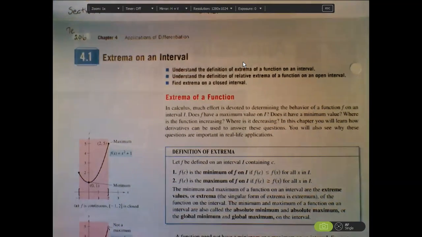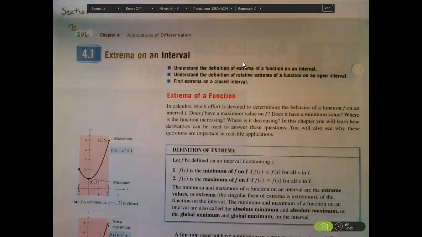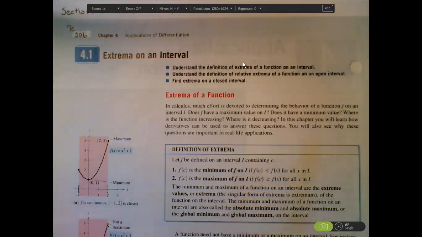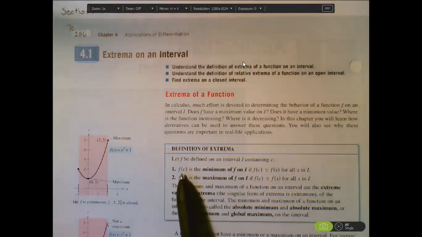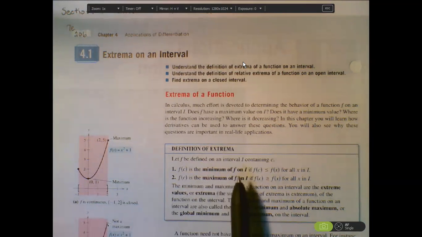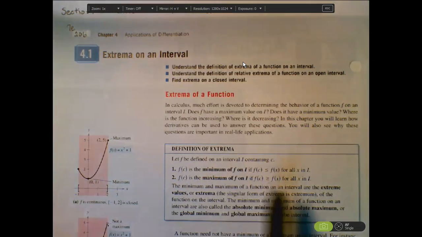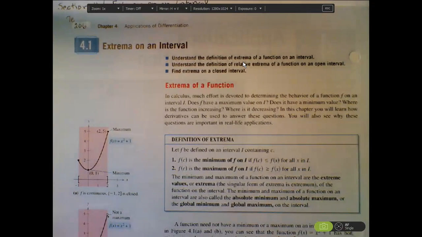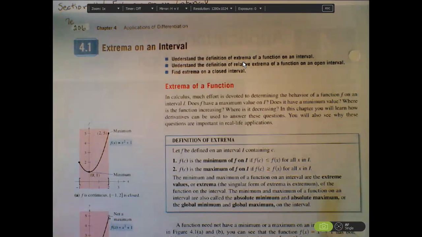There was some new terminology in 4.1. The definition of an extrema is just f of c is a y value. That y value is the minimum of a function on the interval if it's lower than all the other y values around it. And f of c is a maximum on an interval if y is greater than all the y values around it in the interval. The minimum and maximum of a function are the extreme values, and they're also called the absolute minimum or absolute maximum.